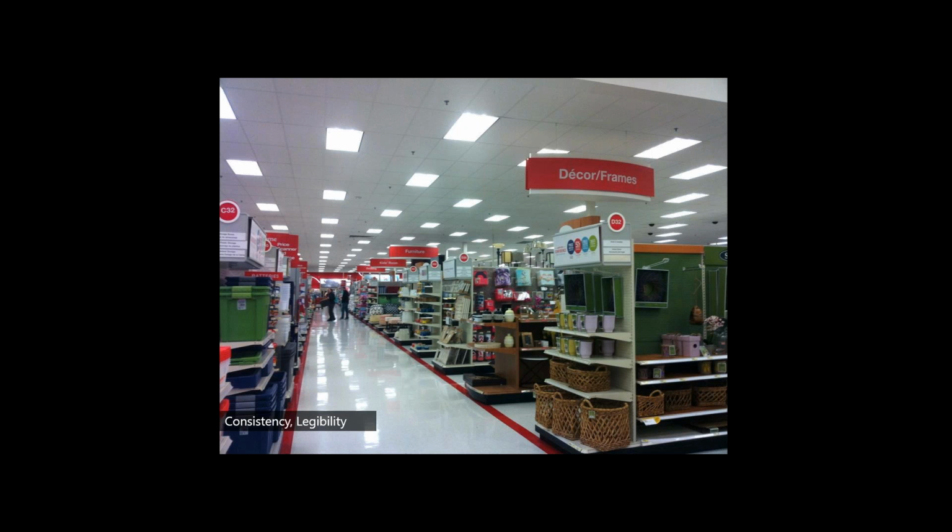The other thing that's interesting about Target is when they have special promotional signage, like for summer stuff or back to school, that signage, if you notice, is never red. And it's because they don't want it to compete with the wayfinding signage.